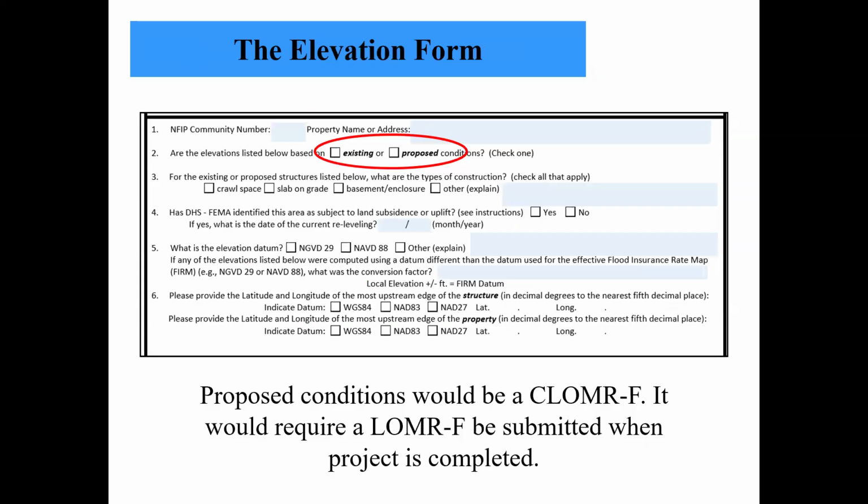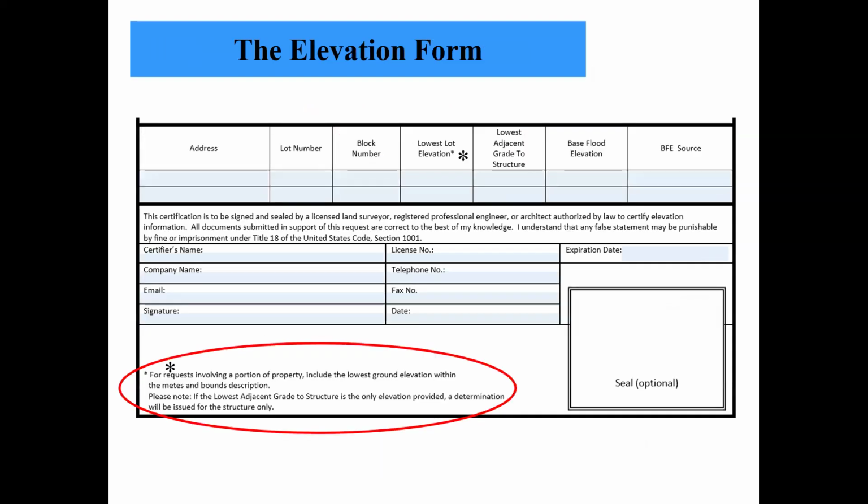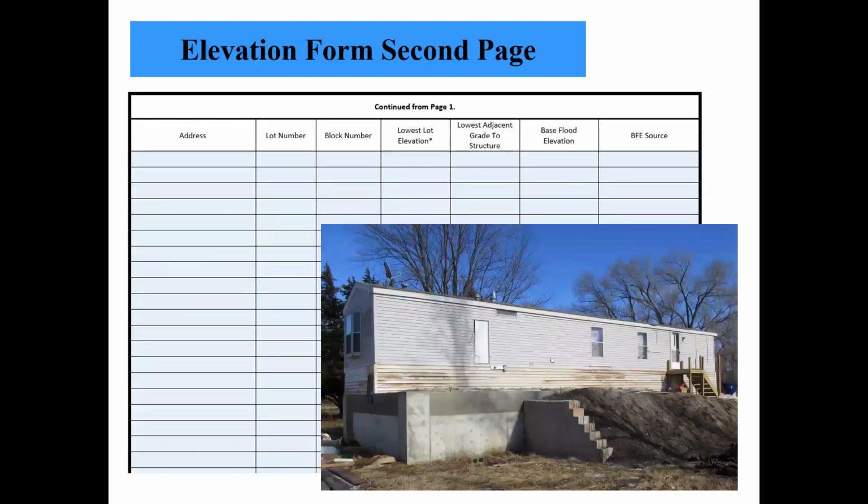So again, proposed is for LOMR-F. That's all. And then the lowest ground elevation within the metes and bounds description. So if you're doing it for a section of property or a full property, again, we need the metes and bounds description, and then what the lowest lot elevation is. We're looking at that rather than the lowest adjacent grade to a structure because we're looking at more than just the structure. So, pretty straightforward type of information.